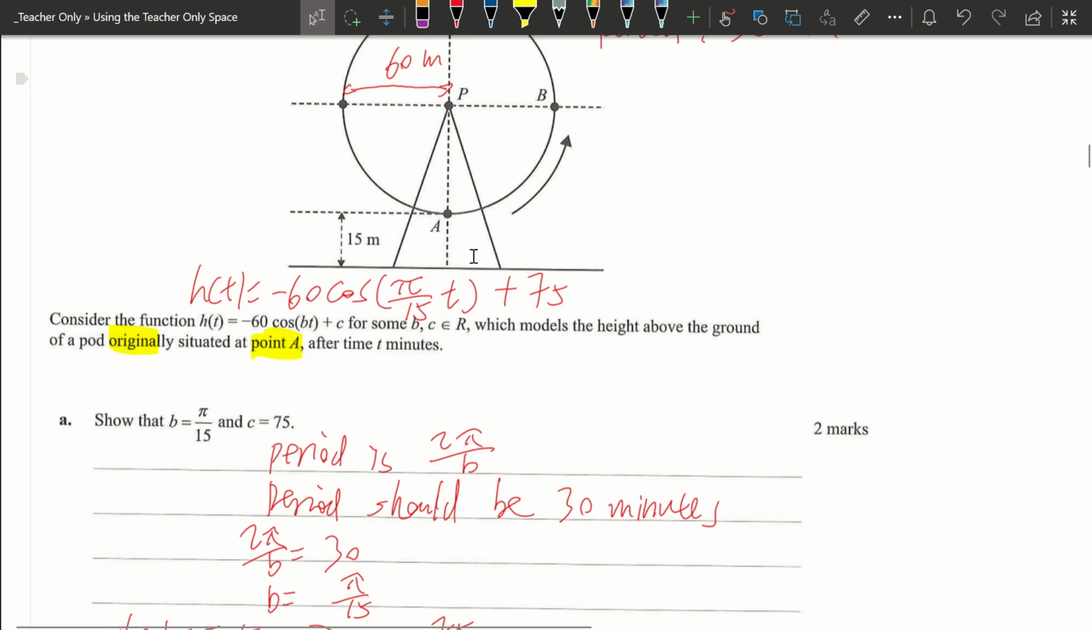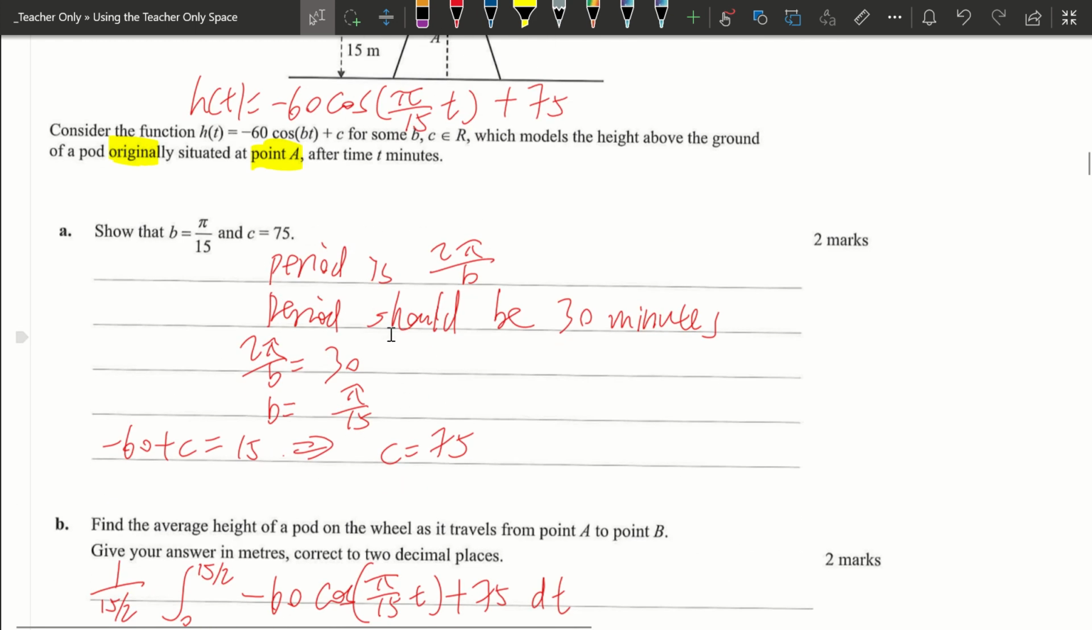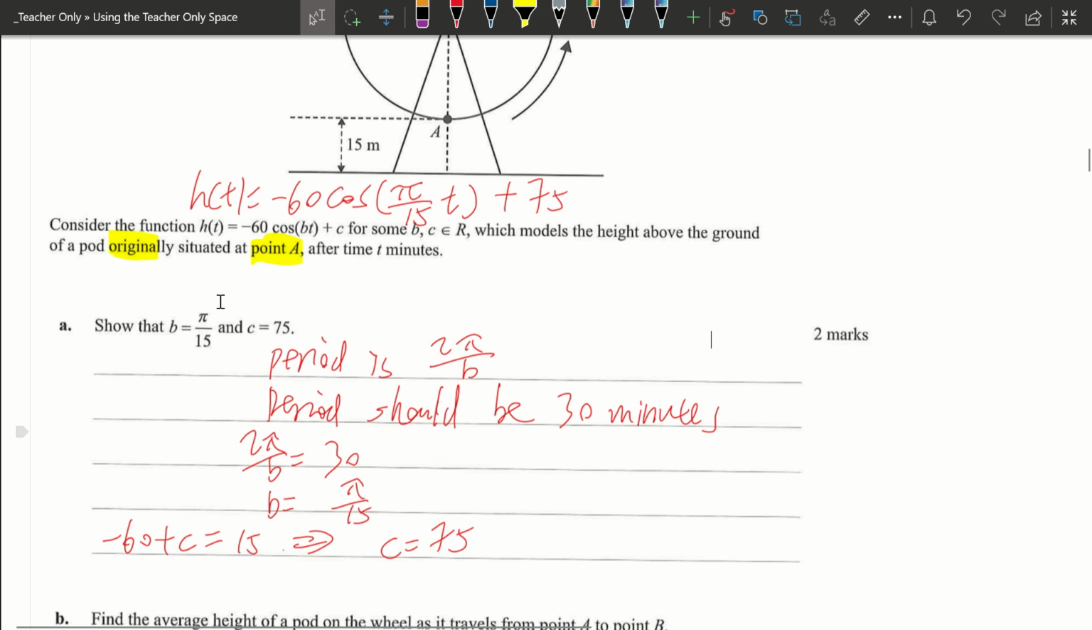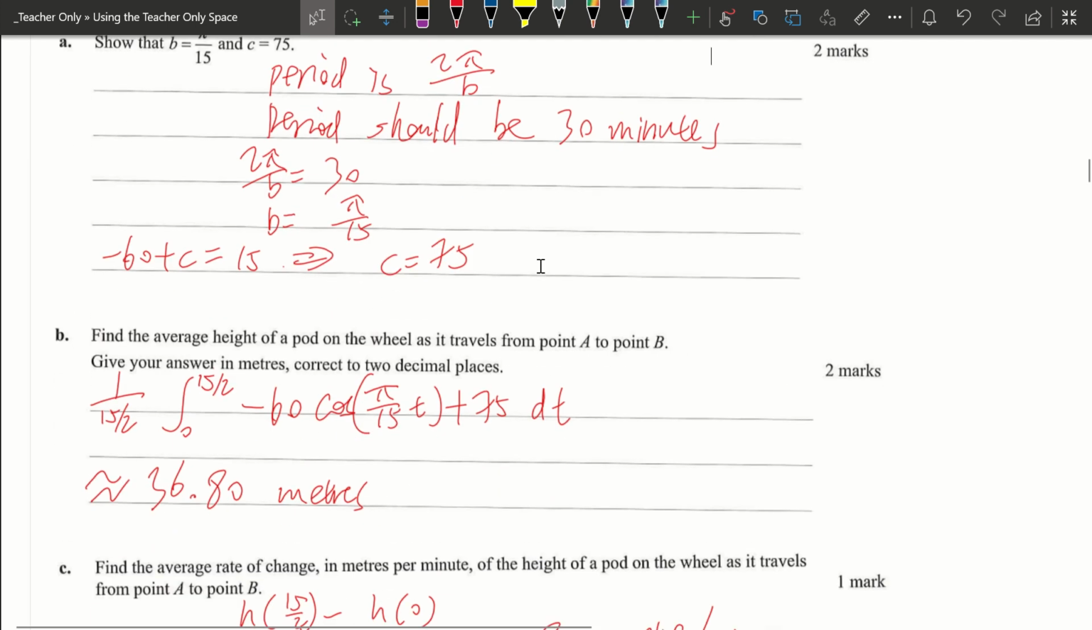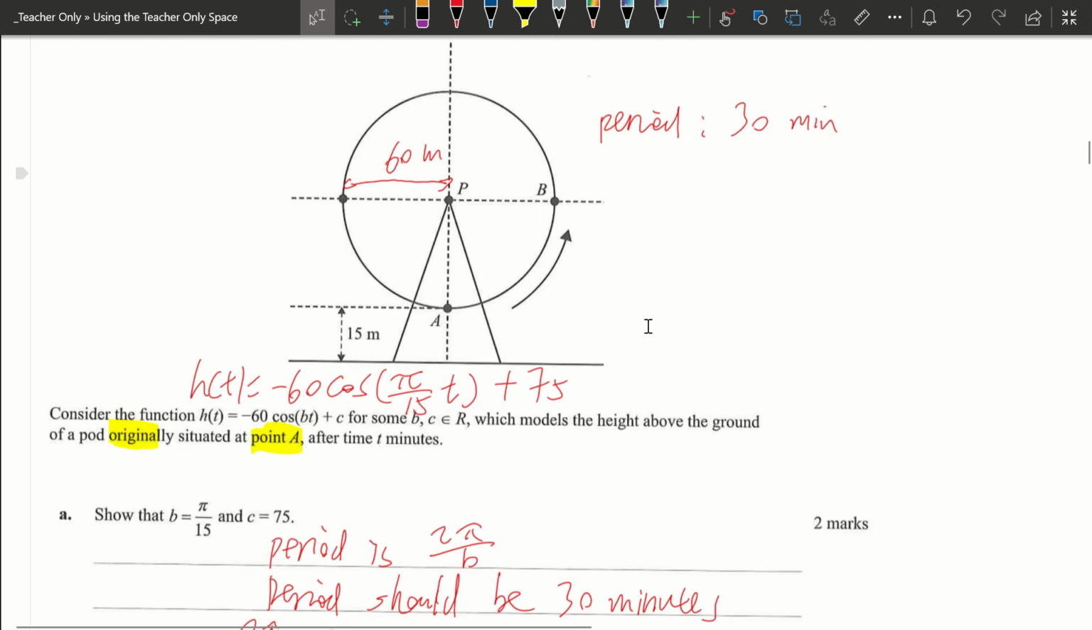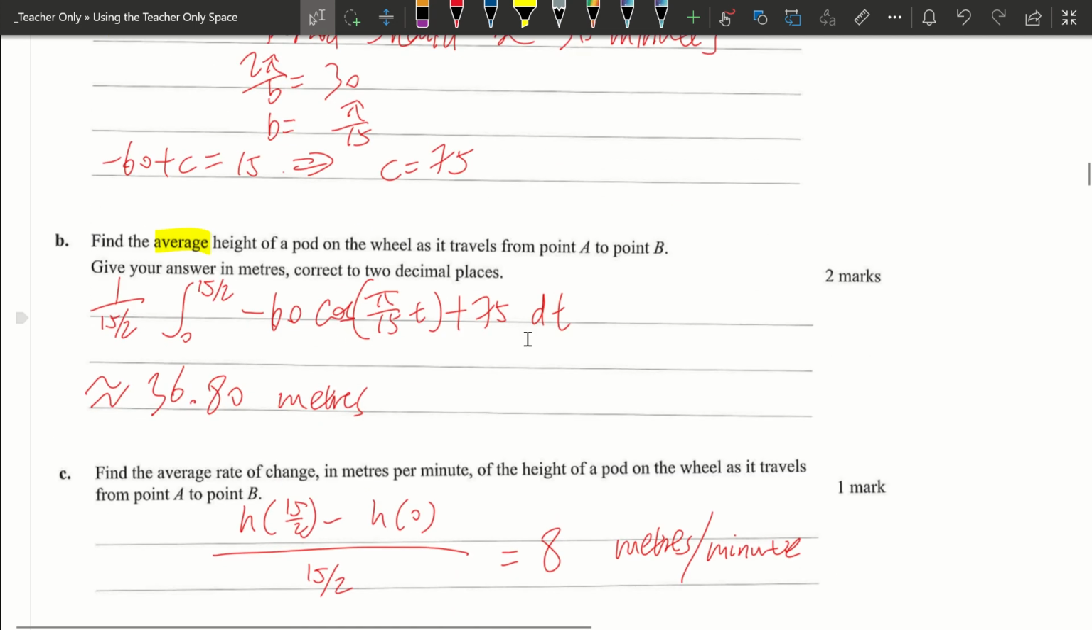And I wrote this down. Once I have all the numbers for b and c, well, the question gives you that anyway, I rewrote the function h completely: negative 60 cos of pi over 15 t plus 75. And then it says find the average height. Average is an important word. Average height of a pot on the wheel as it travels from A to B. A is here, B is here. B is a quarter way up, not a full circle, a quarter circle. Give your answer in meters correct to 2 decimal places.